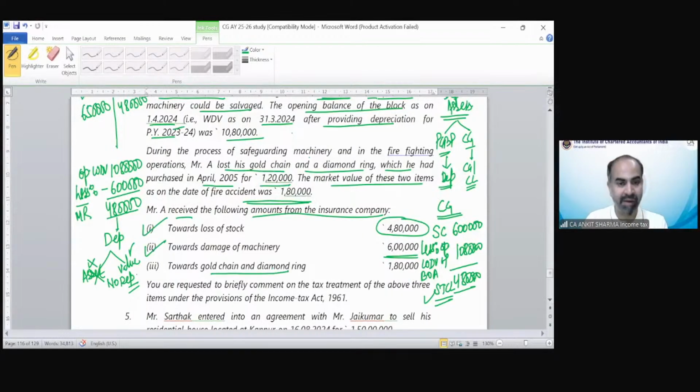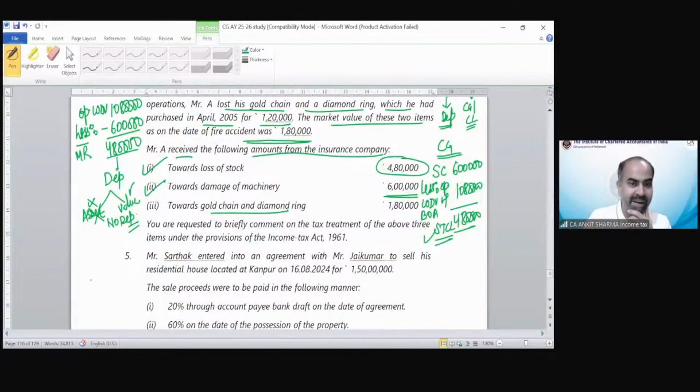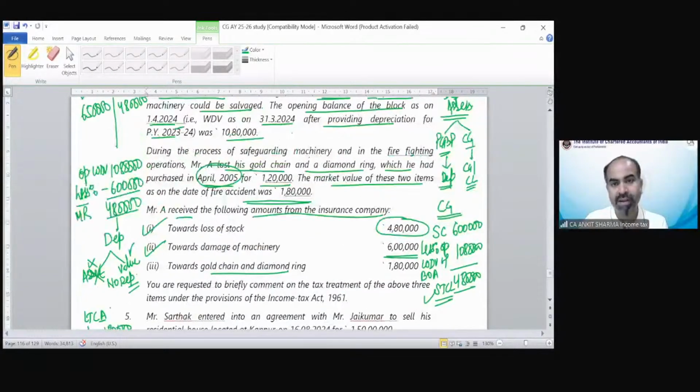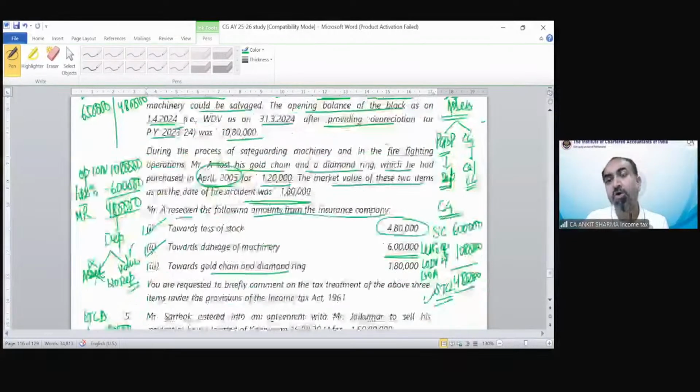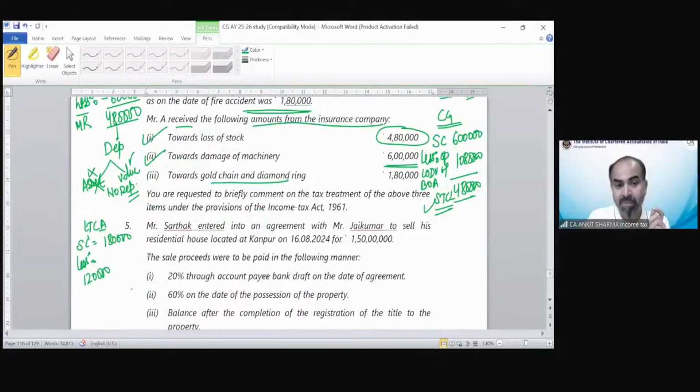Now about gold chain and diamond ring. For the purpose of gold chain and diamond ring, we are having our sale consideration of 1,80,000. It's a long-term capital asset because purchased in 2005. Now you can see the cost of acquisition has been given 1,20,000. Do we need to do the indexation or not? The asset has been destroyed in December 2024. That means the transfer has been done on or after 23rd of July 2024. And because it has been after 23rd July 24, there would not be any indexation. So this would be your cost and 60,000 would be your long-term capital gain in this scenario.